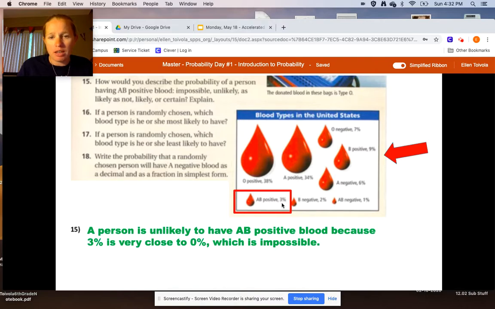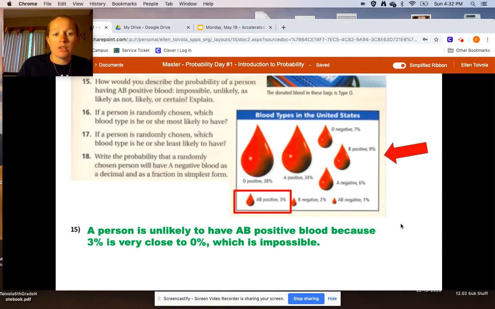So now I'm going to think, 3%, is that impossible? No, because impossible is 0%. Is it certain? No, because certain is 100%. Is it as likely as not? Nope, that's 50%. So it's either likely or unlikely. So here's my answer. A person is unlikely to have AB positive blood because 3% is very close to 0%, which is impossible. So it's not impossible, but it's unlikely.